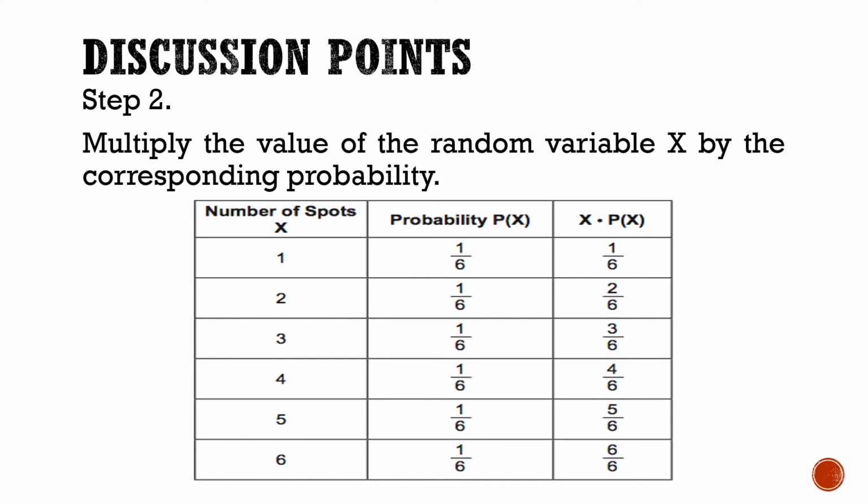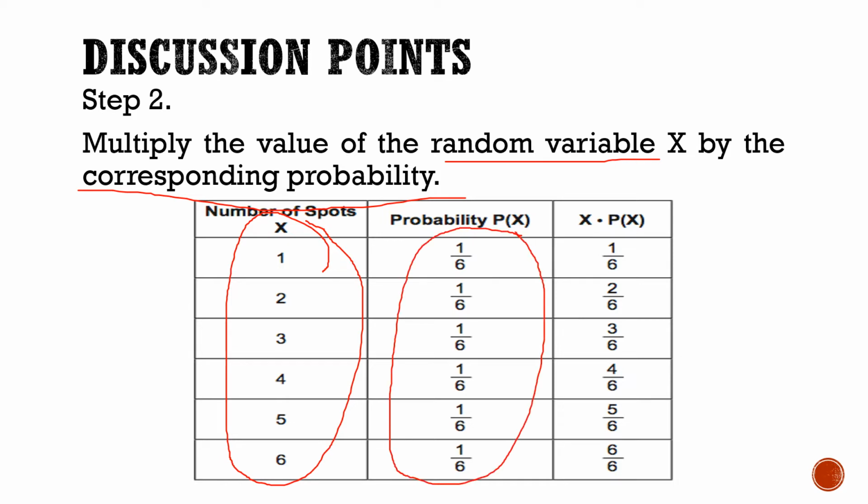So for step number 2, we need to multiply the value of the random variable x by the corresponding probability. Here, in your first column, these are the values of your random variable x. In your second column, these are the values of the probabilities mapped to each value of the random variable in your first column. In your third column, this will be the product of your first column and your second column.